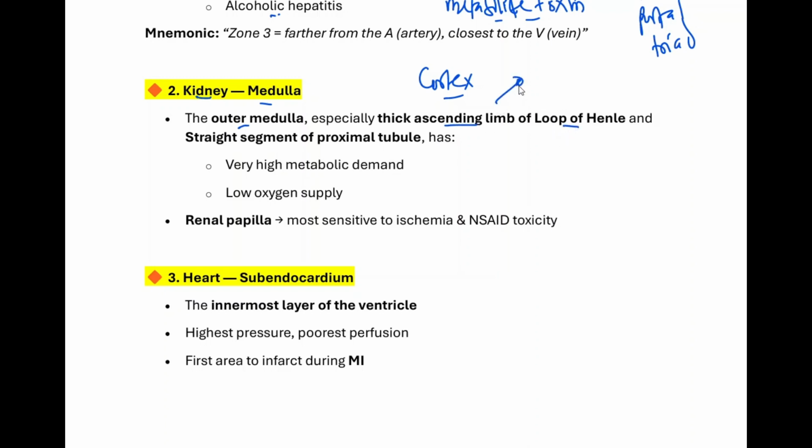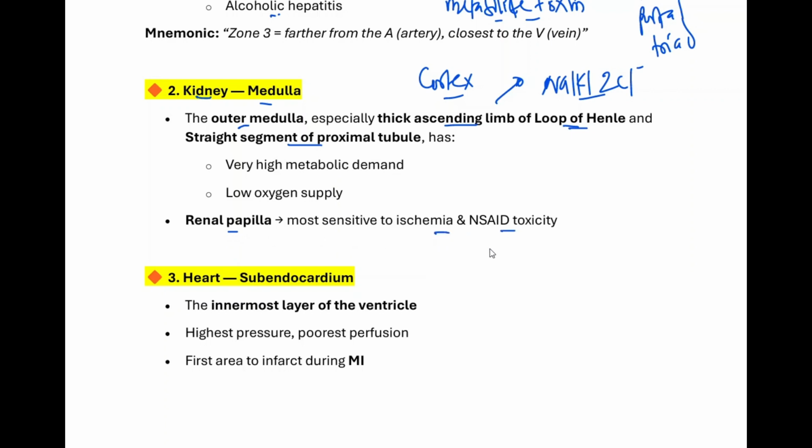And then what pump is located there? Very good. Sodium, potassium, 2-chloride, right? And that's the pump that furosemide is inhibiting. So that's located in that location. The thick ascending limb of loop of Henle and the straight segments of the proximal tubules, those areas are going to be prone to what? Ischemia. And the renal papillae are also most susceptible to ischemia and NSAIDs.